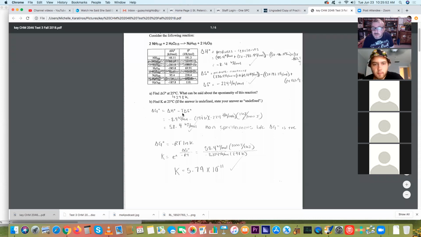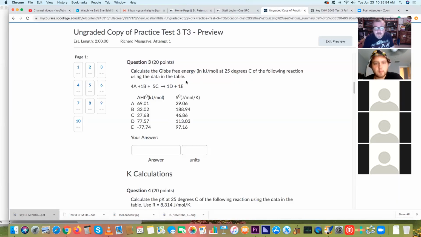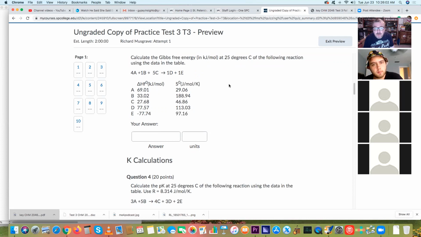The T is the Kelvin temperature. You're given the temperature here, 25 degrees Celsius, but you've got to convert that into kelvins. But you're just applying that. As you can imagine, just practicing these will be good. It's not hard. None of this is particularly difficult.